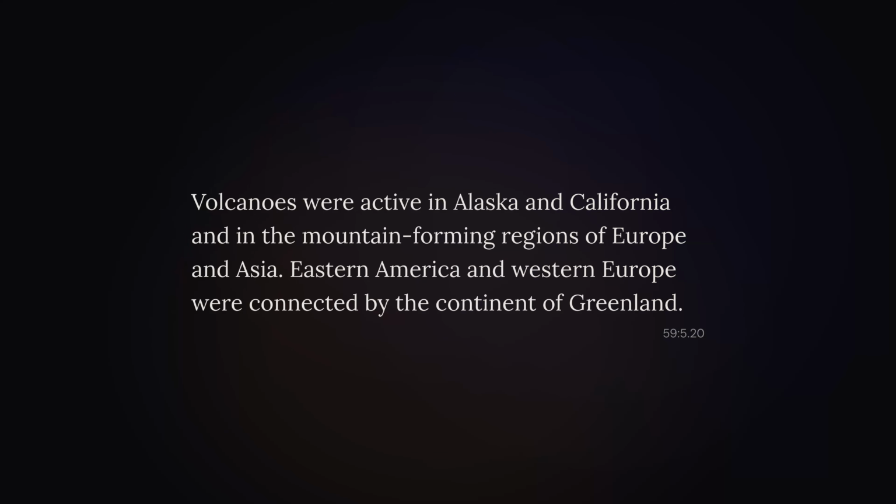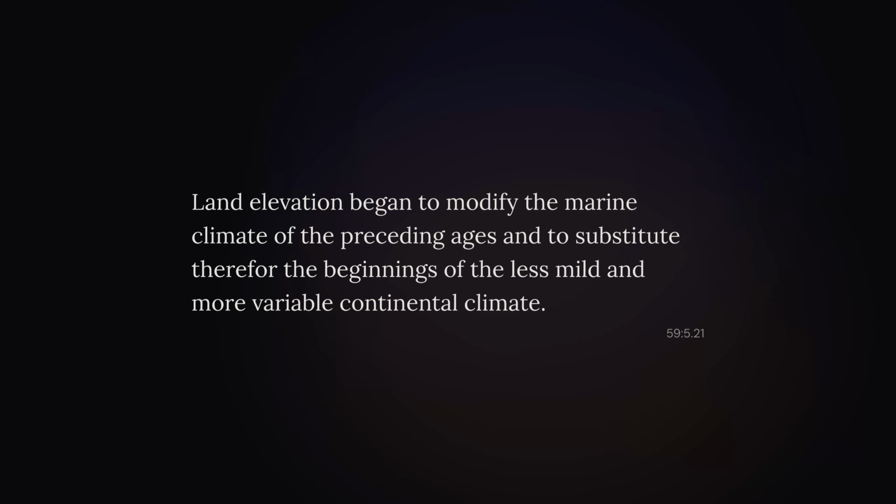Volcanoes were active in Alaska and California and in the mountain-forming regions of Europe and Asia. Eastern America and Western Europe were connected by the continent of Greenland. Land elevation began to modify the marine climate of the preceding ages and to substitute, therefore, the beginnings of the less mild and more variable continental climate.